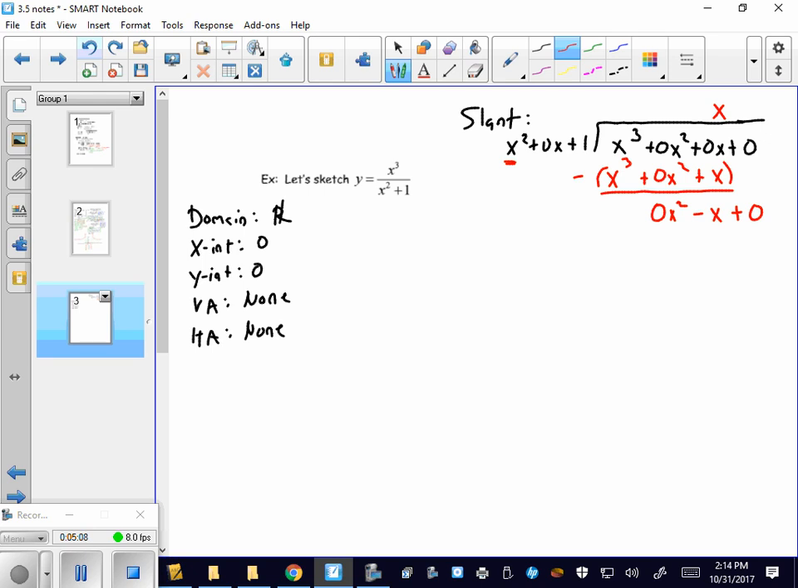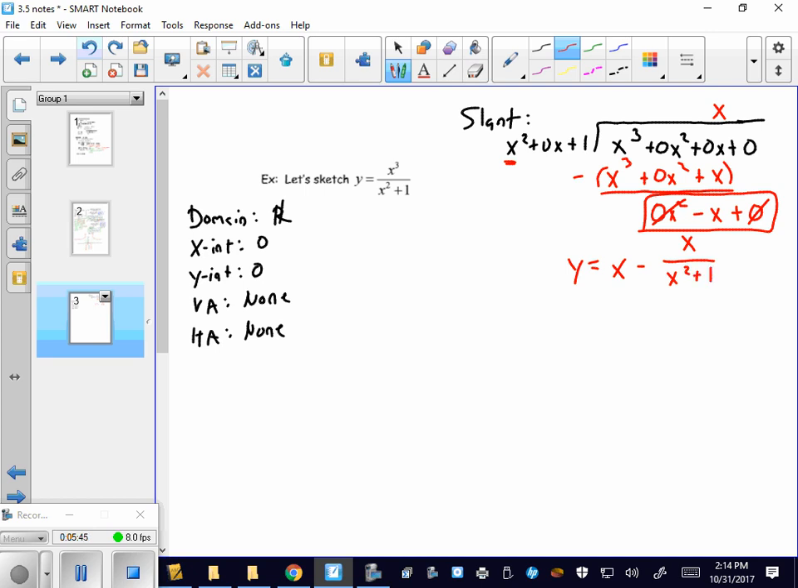Well, I have that already. Let's see what happens now. What would I have to multiply x squared by to get 0x squared? 0, right? So really what we have is this is our remainder. Now you don't need this part, you don't need this part. We just bring those down if you actually have to do more. But our remainder is negative x. So technically what we get out of this by doing long division is this equation. y equals x minus x over x squared plus 1.